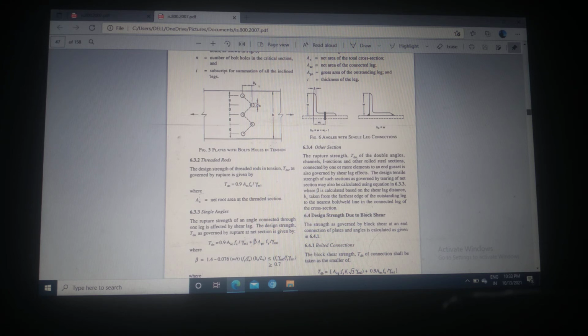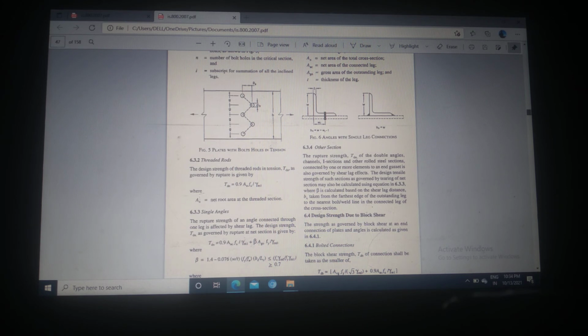Then, if we want our member to be safe, the factored load should be less than or equal to our design strength. Design strength means the minimum of these three design strengths I mentioned just now. That minimum will be our final design strength, so our factored load should be less than or equal to that design strength. At most it can be equal, but always it should be less, for the safety of the member.